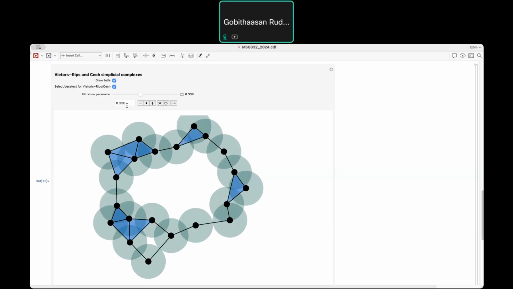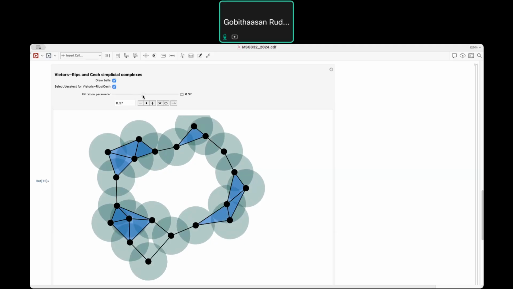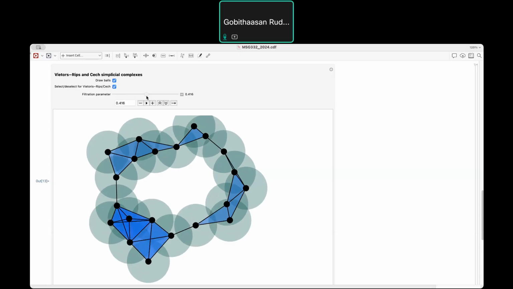At radius 0.338, we have the birth of two holes. We have to keep track of each hole: the first one, the small hole here, and then the big hole. As the holes persist, still the two holes are persisting. At 0.416, we have the death of the small hole. The death simply means the hole has now been closed.